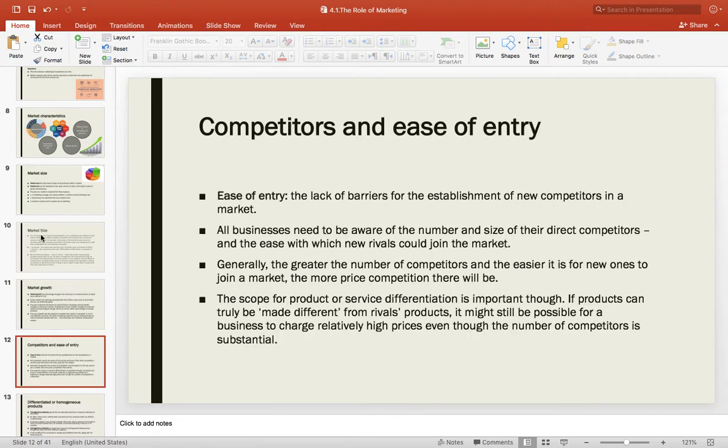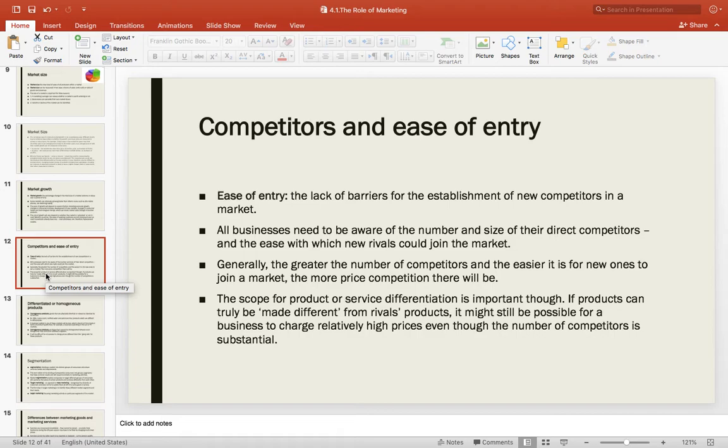Now, let's go to competitors and ease of entry. What do I mean by ease of entry? Ease of entry is basically whether there are any barriers. Is it easy to enter the smartphone market? There are so many competitors right now, and it's not really easy for anyone to become a smartphone manufacturer. With the existence of many competitors, and not only many but strong competitors, it becomes very difficult for any company to enter a market.